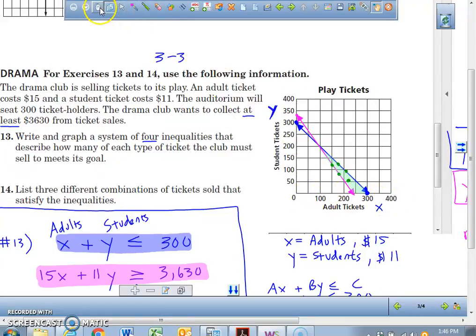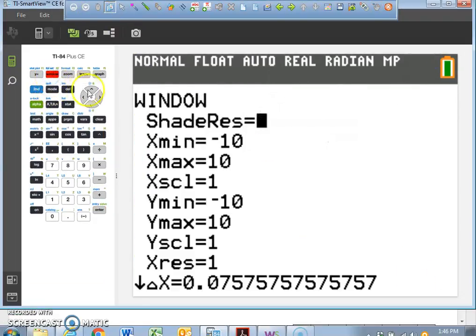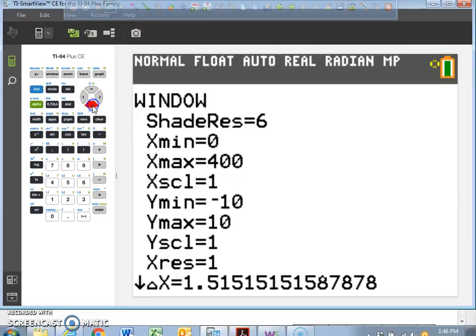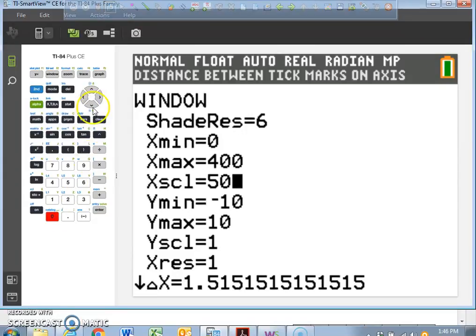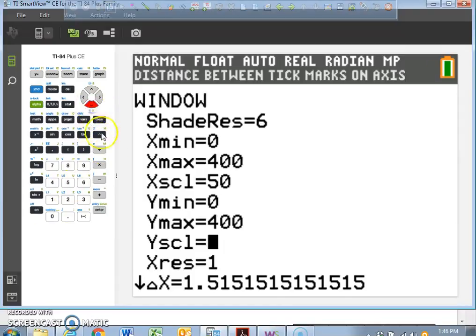So what I need you guys to do right now is go to the window settings. X minimum, we're going to go to 0. X maximum, we're going to go to 400. X scale, we're going to change to 50, because that's what our graph tells us to do. Y minimum, 0. Y maximum, 400. And once again, our Y scale is going to be 50. So every single tick mark is going up or over 50 units.